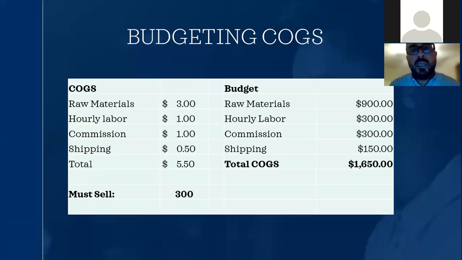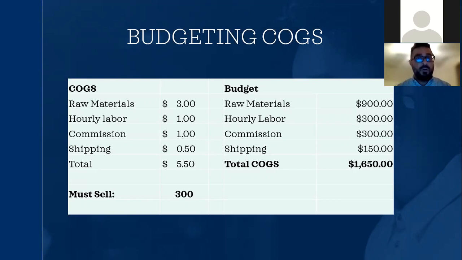Here's your budgeting cost of goods sold, COGS. So this is based on the exercise that we did last week and I mentioned earlier. So raw materials were $3. So we needed to sell 300, right? So 300 units times $3 for raw materials is $900. That's your budget, right? Your hourly labor came out to $1. You need to sell 300, so 1 times 300 is 300. The same thing with your commission and the same thing with your shipping.